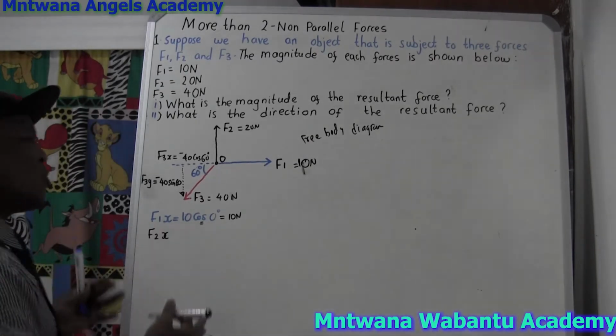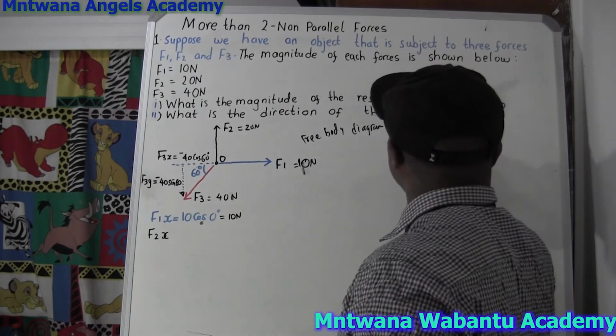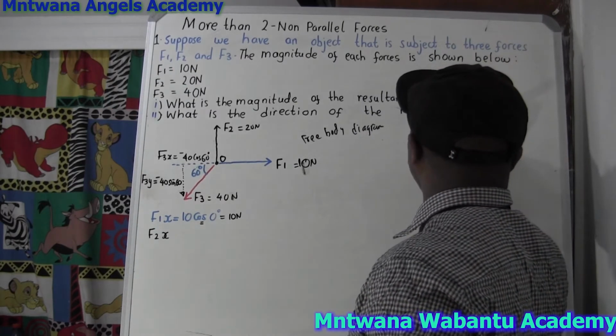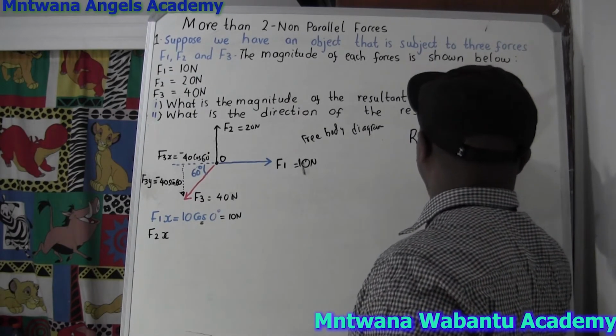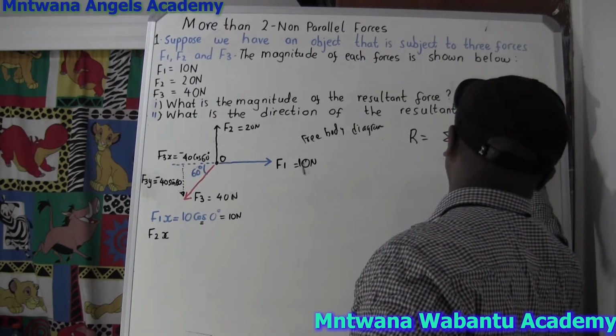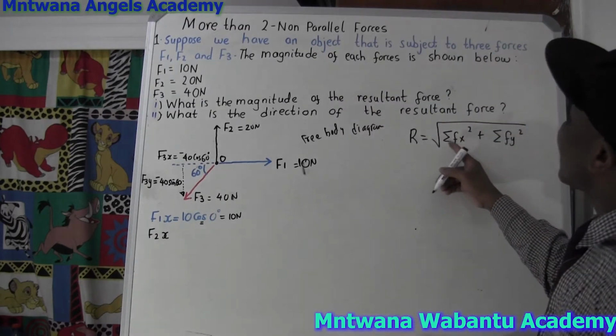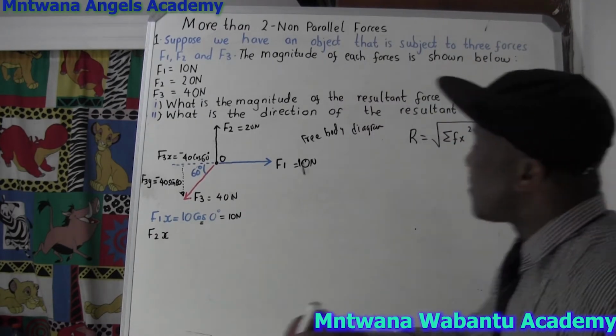F2x. But why am I doing this? Because I want to get the resultant. If you want to get the resultant, you must find the sum of all the f of x in the x-axis plus the sum of all the f of y in the y-axis, and that is going to give the resultant. So I want to find all the f of x and then sum them. This represents sum. Okay, cool.